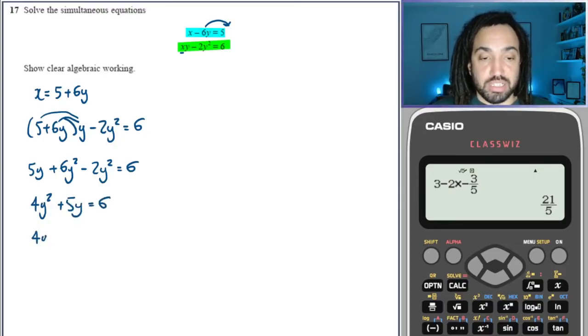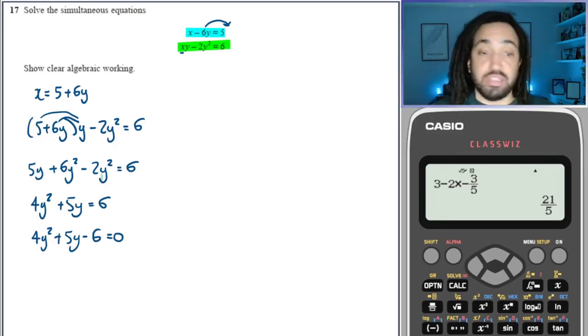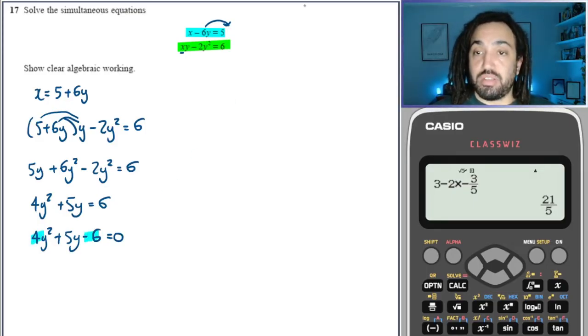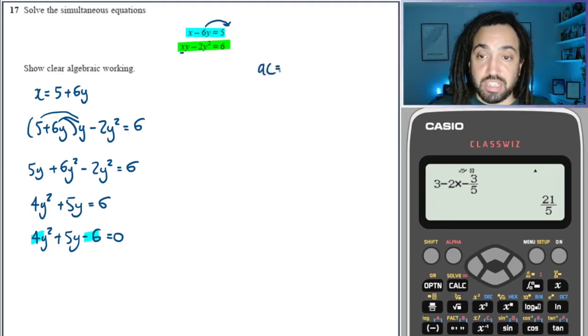And then we can minus that 6 from both sides to make it equal 0, as we always want. And then we do our quadratic factorizing. So we say a times c, so this is the a and this is the c, is 4 times minus 6, which is minus 24.